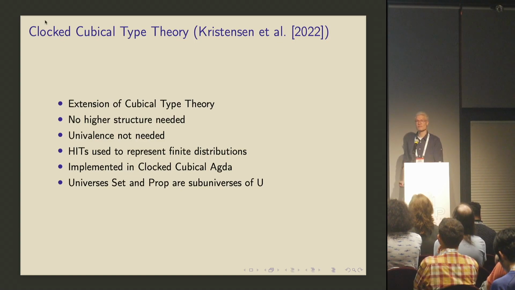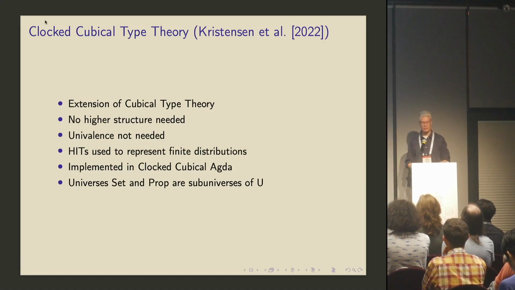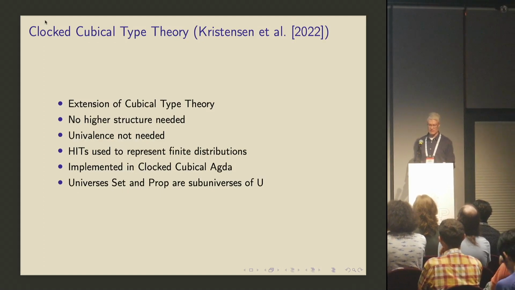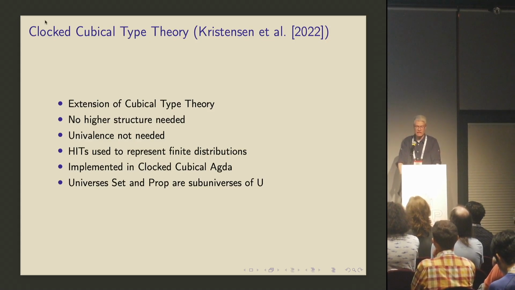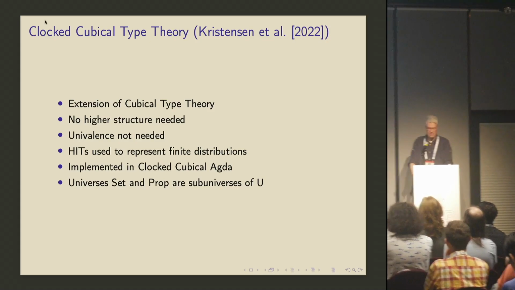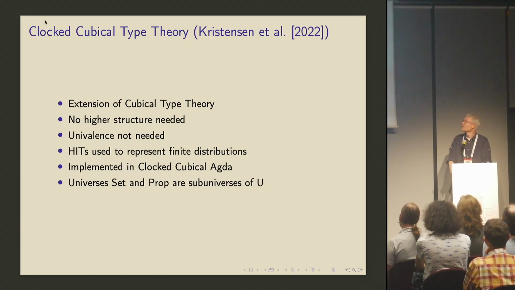It's an extension of cubical type theory. But I will not be using anything cubical. As I said, I won't be assuming that you know cubical type theory already. In particular, I will not be using any higher structure. All interpretations of types, for instance, will be sets or homotopy sets. And I will not be using univalence at all. One thing I will be using is higher inductive types, and I'll be using these to represent finite distributions.